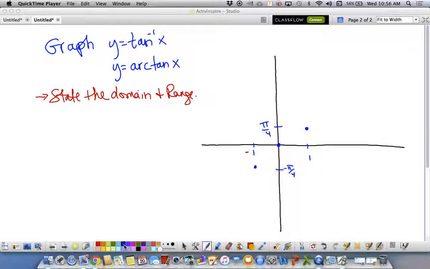Now, which way do we need to go? What were our other 2 points that we didn't really talk about? Those asymptotes, pi over 2. Do I still need to draw a dashed line for the asymptote? Instead of my asymptotes being vertical, they're going to be horizontal. It will still be at the same point.